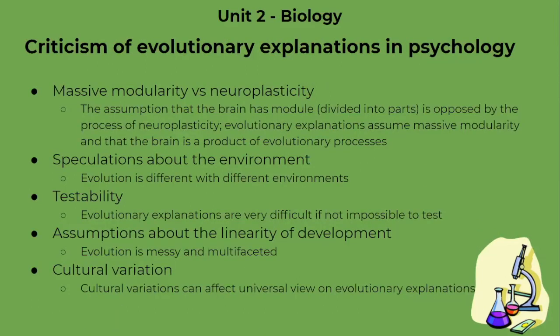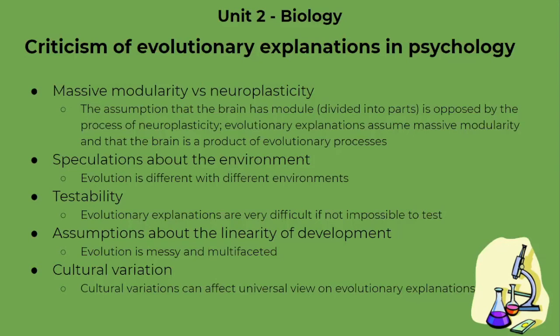Now let's get into some criticisms of evolutionary explanations in psychology. The first one is massive modularity versus neuroplasticity. Evolutionary explanations usually assume that the brain has modules, meaning that it is divided into parts. This is opposed by neuroplasticity, meaning that the brain can constantly change. Evolutionary explanations assume this modularity and that the brain is a product of evolutionary processes.